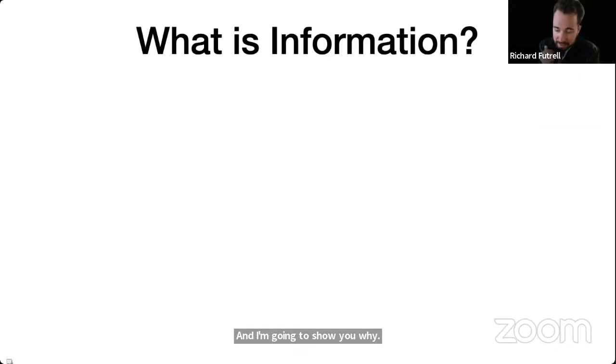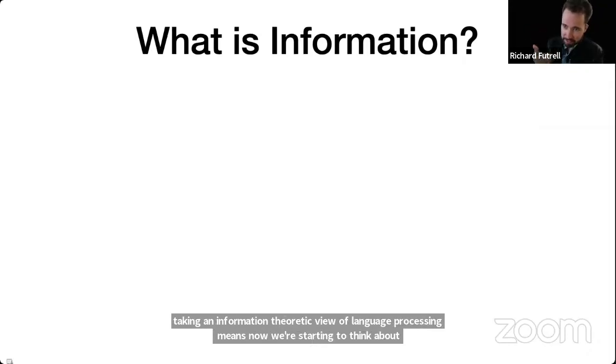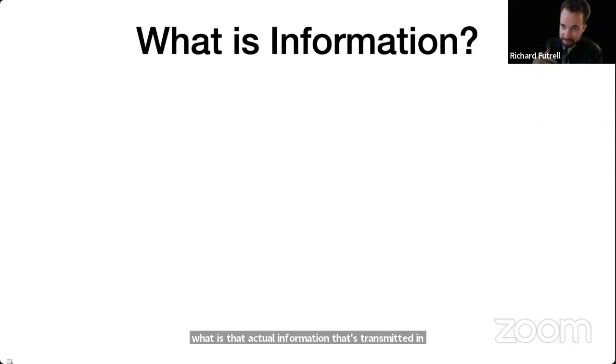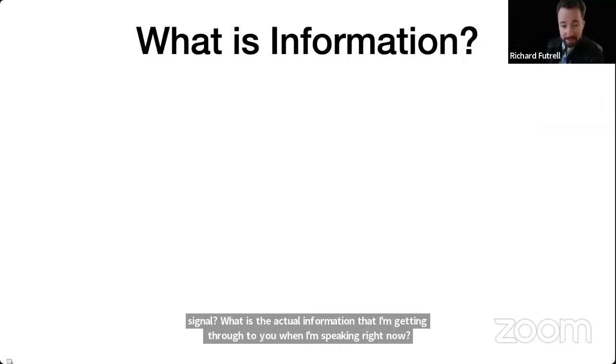So taking an information theoretic view of language processing means now we're starting to think about what is that actual information that's transmitted in that loop between agent A and agent B? Or what is the information transmitted through the signal? What is the actual information that I'm getting through to you when I'm speaking right now? And I'm going to illustrate the core principle of information theory here with an example.